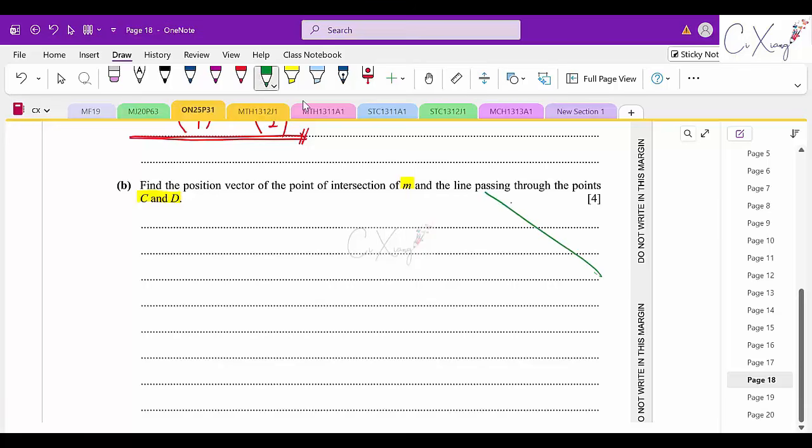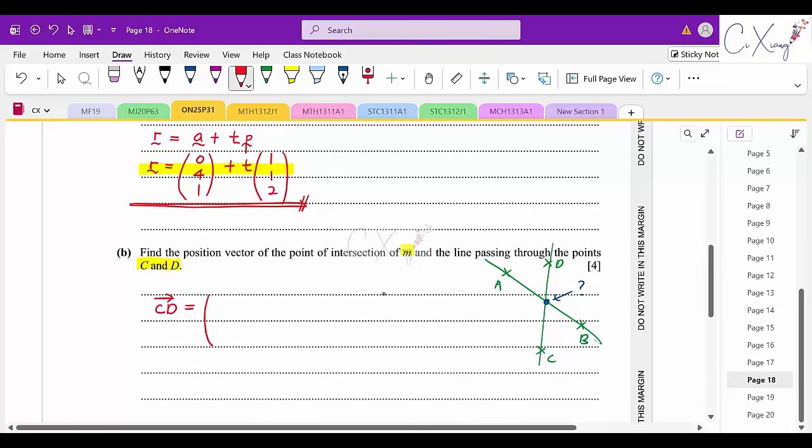If you already have the line M, then you have another line that passes through C and D. You need to find the intersection point, right? To find the intersection point, you need to solve the equations simultaneously. But I already have the equation for AB only, but I don't have the equation for CD. So same thing happens here. I try to find the direction of the line CD, which is CO plus OD.